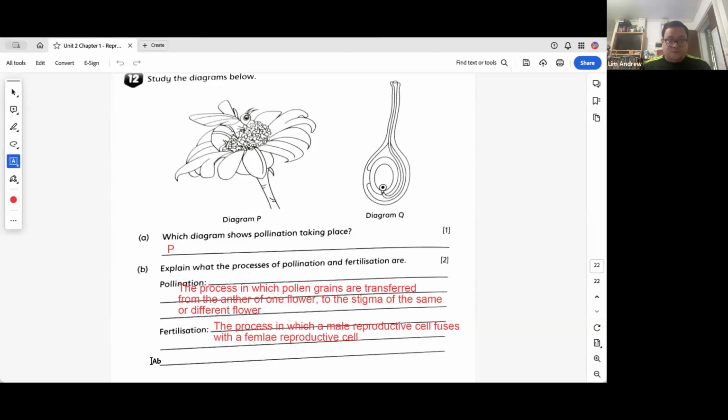So students, bear in mind that for the definition, you must be very clear. For science, if your grammar has issues, no worries. As long as the keywords are there, you will be marked correct. For pollination, what the teacher is looking for is the keyword transfer and the keywords from the anther of one flower to the stigma of the same or different flowers. These are the two important keywords that will give you full marks. Whereas for fertilization, they want to see the word fuses. So the male reproductive cells fuse with the female reproductive cells. That's when fertilization takes place for the flowering plant.